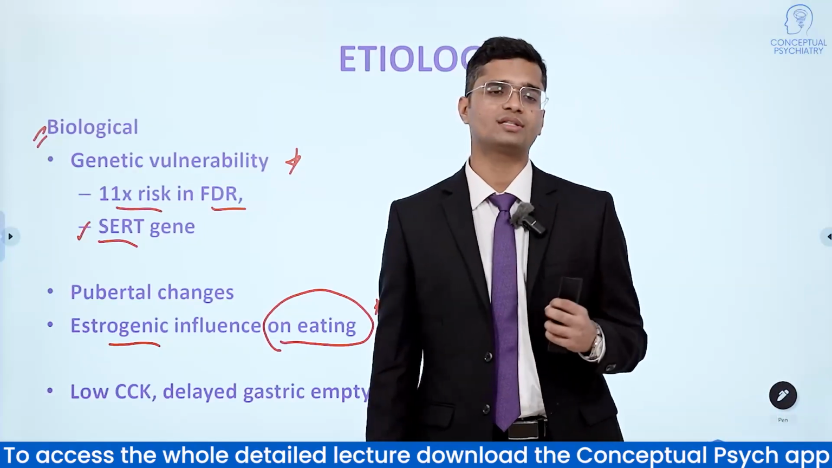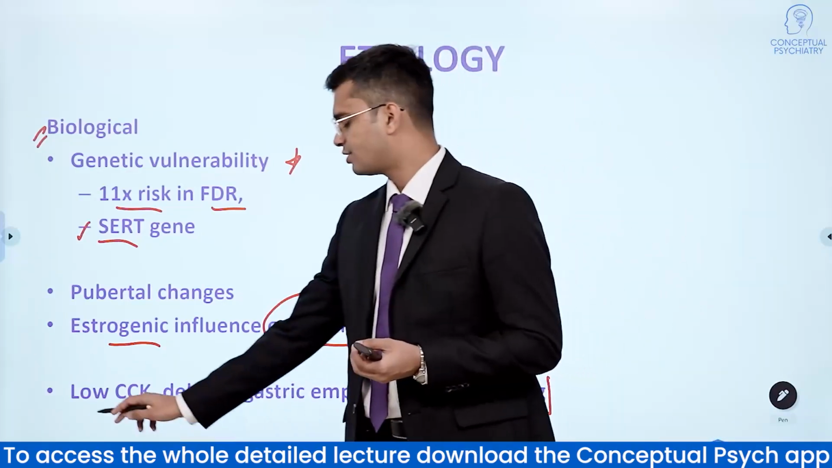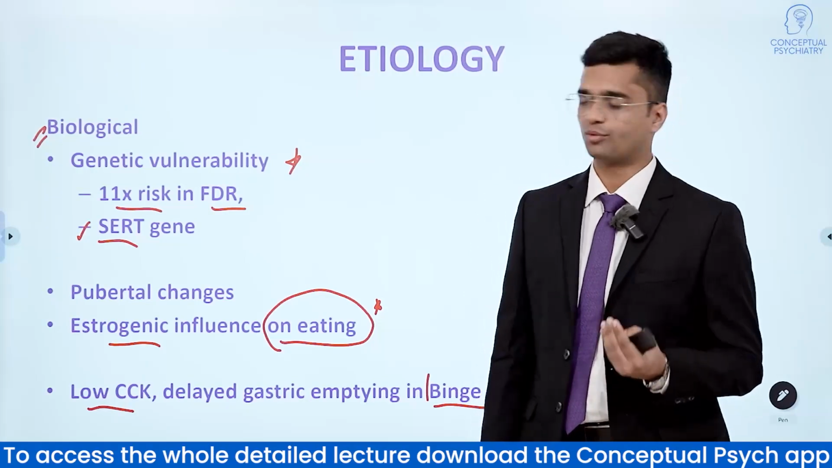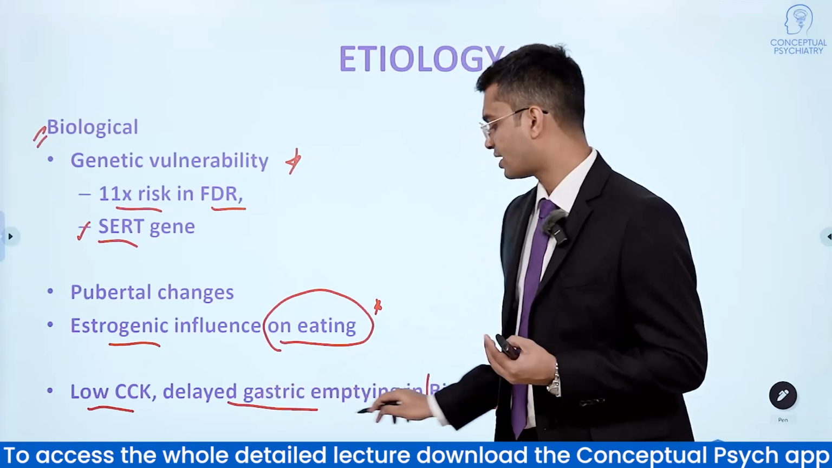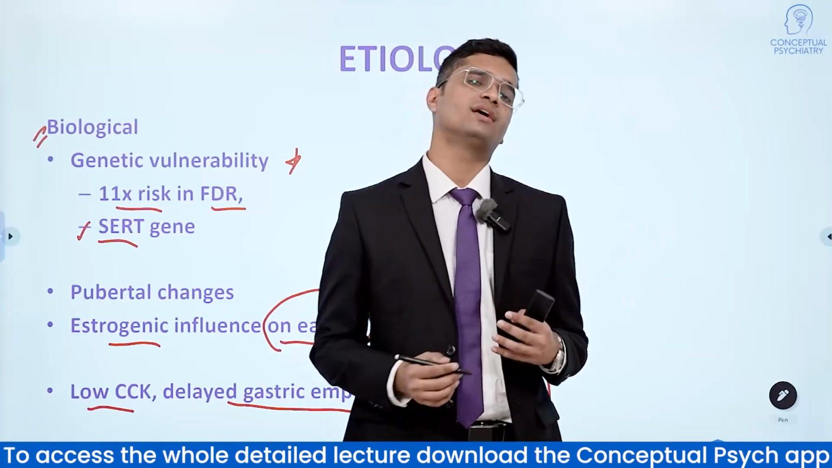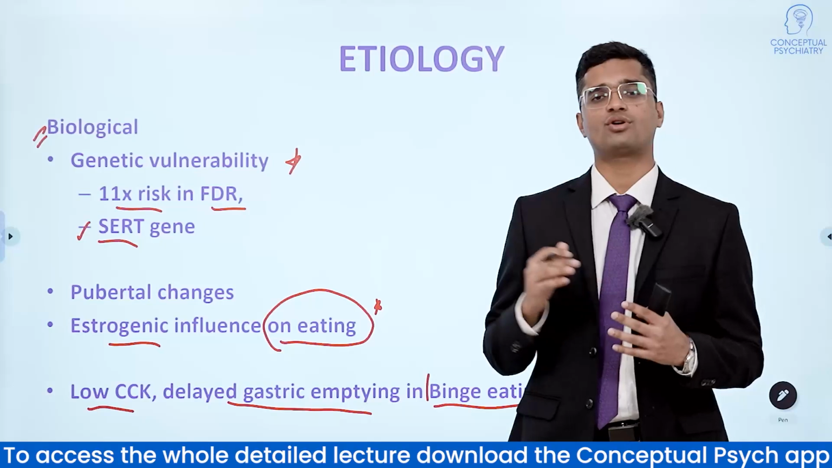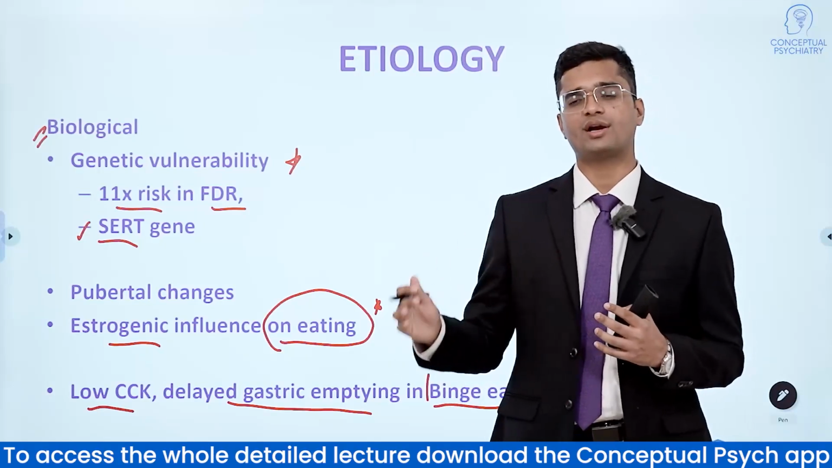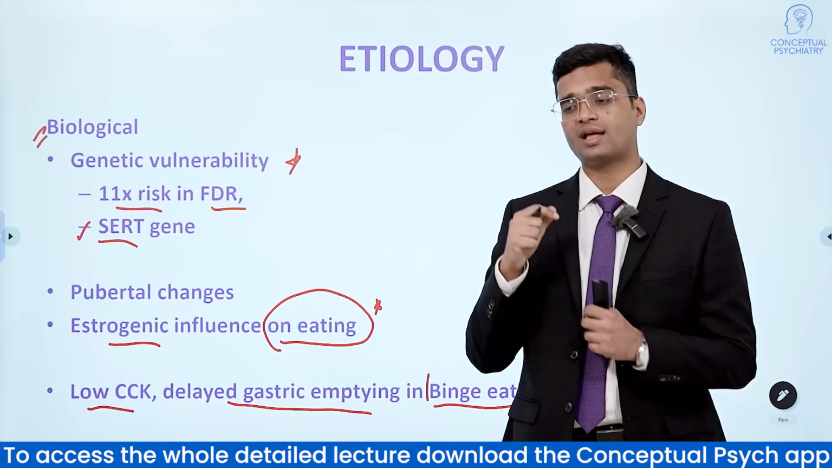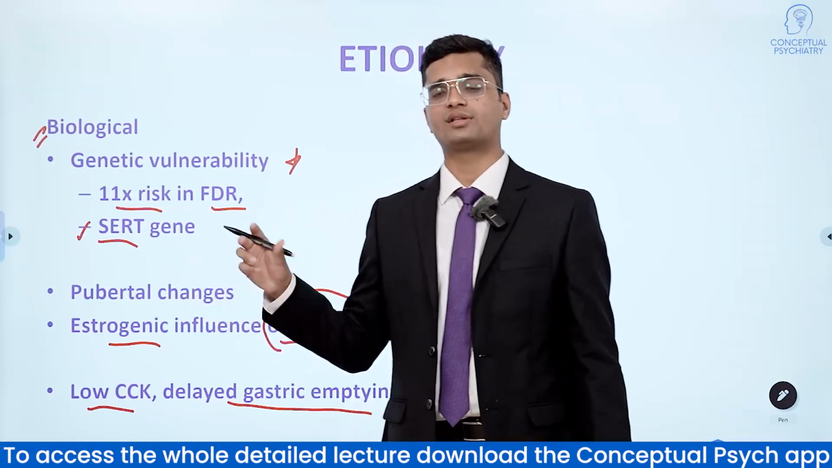hormonal abnormalities, particularly of gastric hormones, have been seen, such as low cholecystokinin hormone, which results in delayed gastric emptying. So the feeling of satiety is delayed since gastric emptying is slowed down. The food does not reach the intestine, leading to delayed uptake of glucose and delayed perception of satiety. Hence, the binge episodes result in higher amounts of food being consumed.